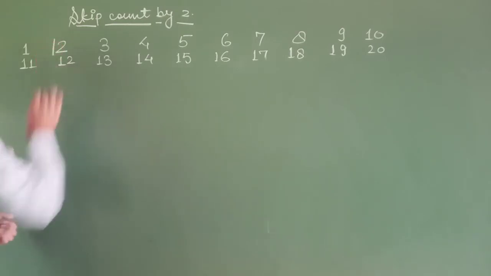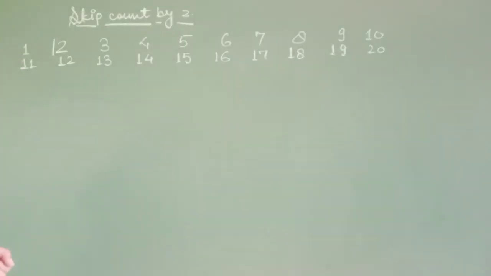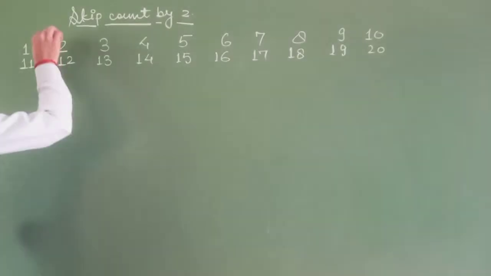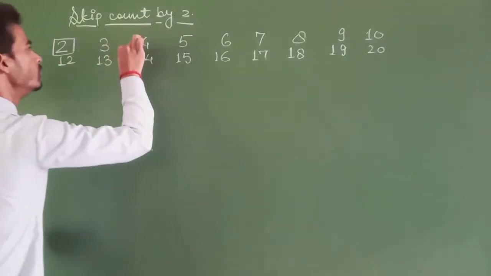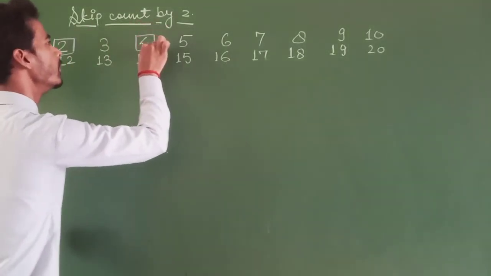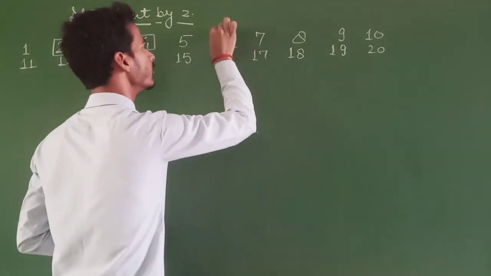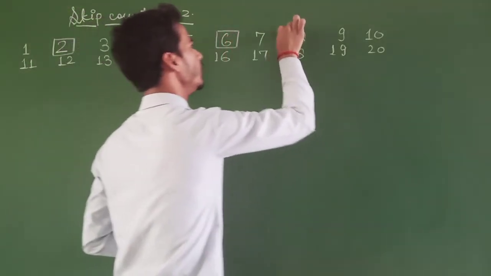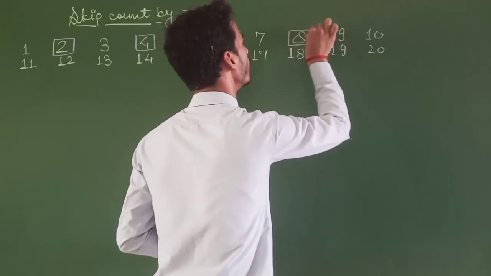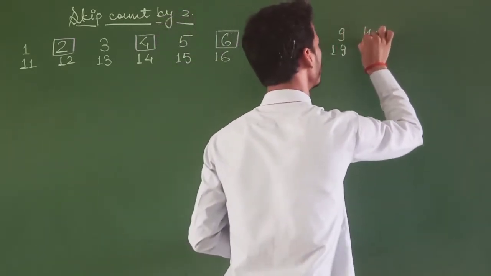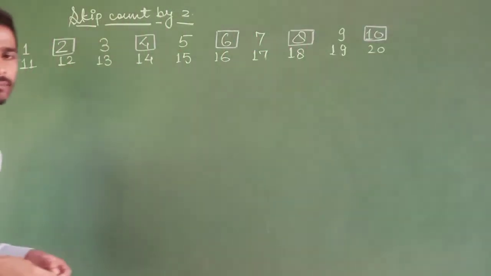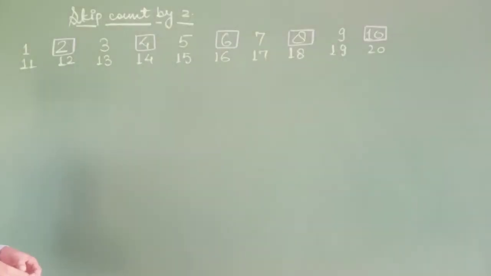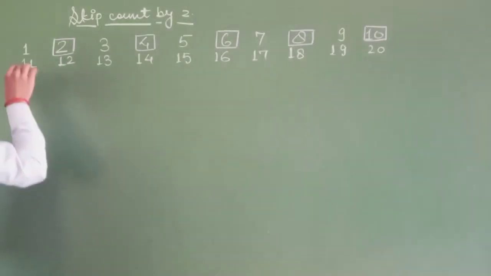Begin at 2 and color every second number. 2, 4, 6, 8, 10. Begin at 2 and color every second number. So use the same color for all the numbers.